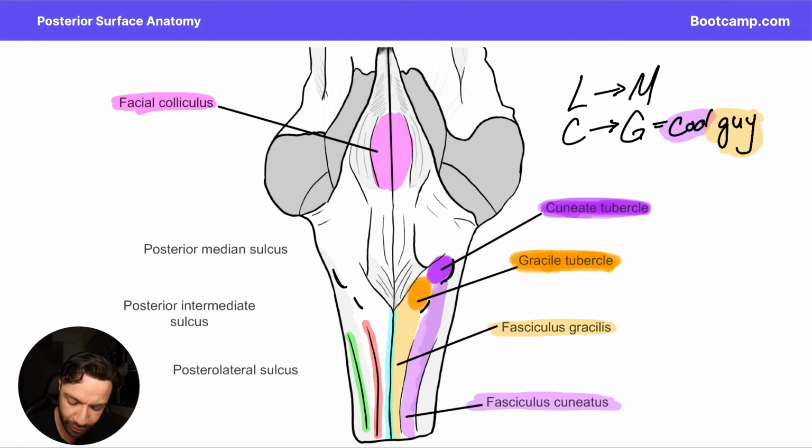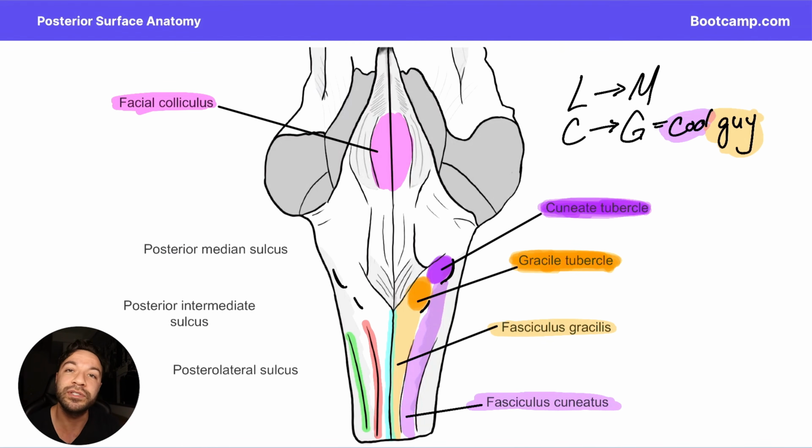Now, coming over to this side, found in the midline posteriorly between our two fasciculus gracilis, right here and right here, we're going to have this posterior median sulcus. And if you think about it and break down the name, posterior, it's going to be posterior, median, it's along the midline, and it's a sulcus.